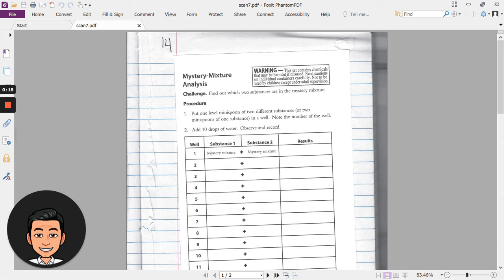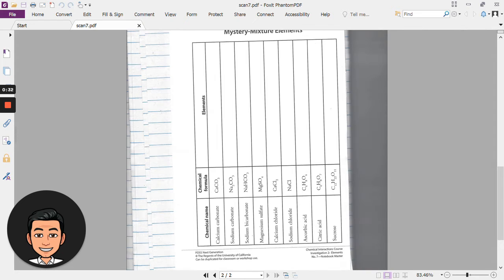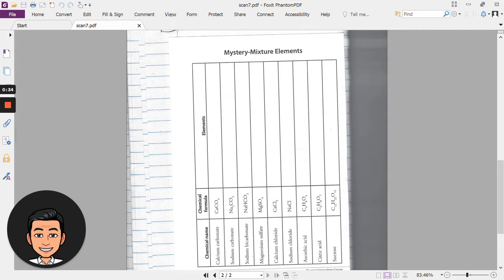So I wanted to back up just a little bit to show our last entry, which of course was a mystery mixture analysis. And this, as well as a previous page where we analyze substances, will be part of your notebook check today. So as you're working on the sheet you see down here, mystery mixture elements, your teacher or myself, depending on what class you're in, will be coming around just to check and give you points for the last few notebook sheets you have been working on.